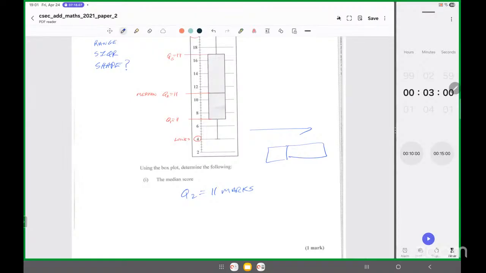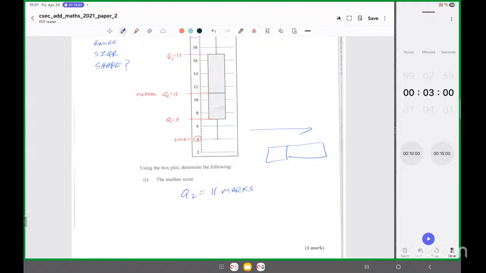Look where the longer box is. So if the longer box is to the right, it is positive skewed. If the longer box is to the left, then it is negative skewed. So you're looking for the box or the whisker.